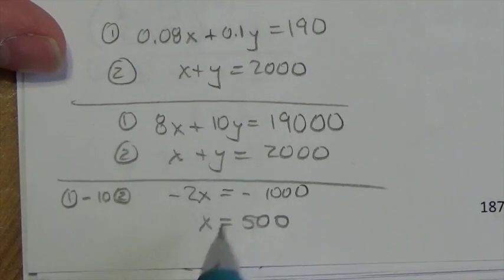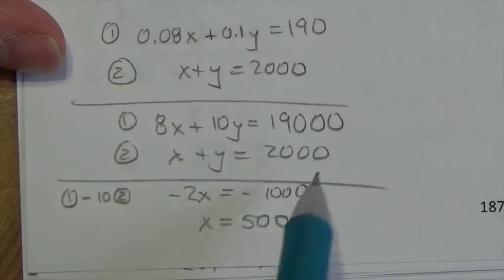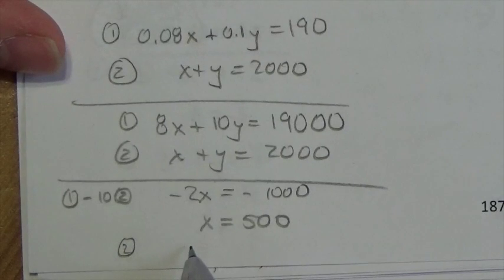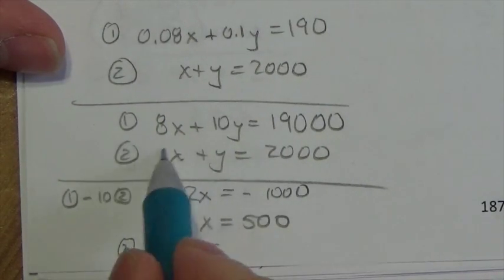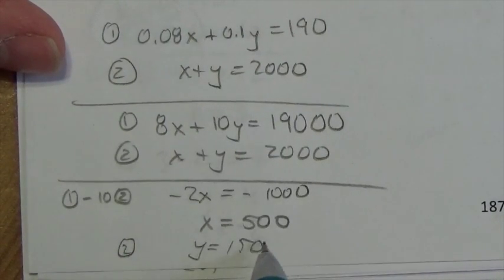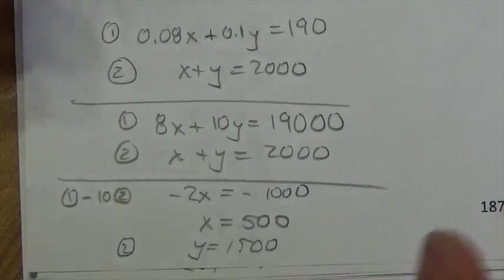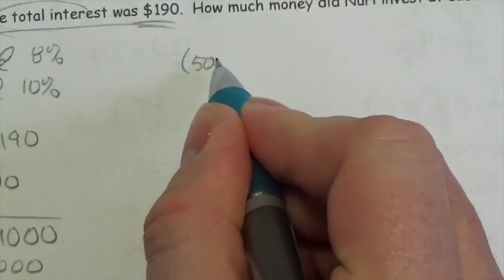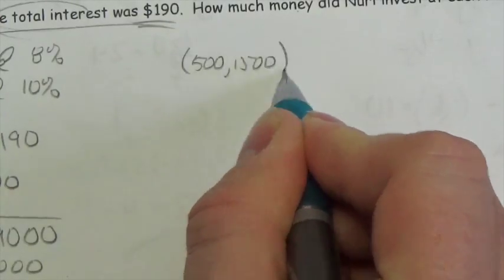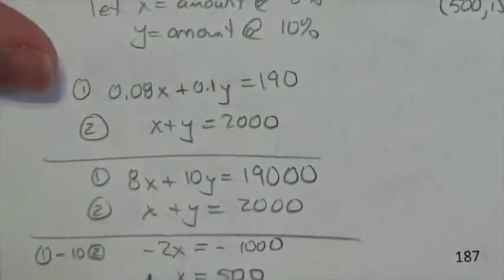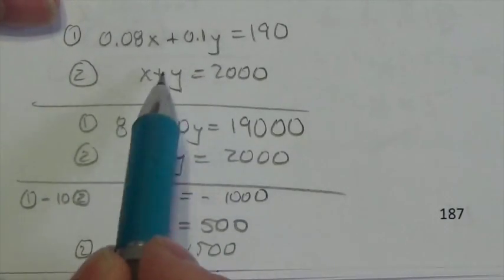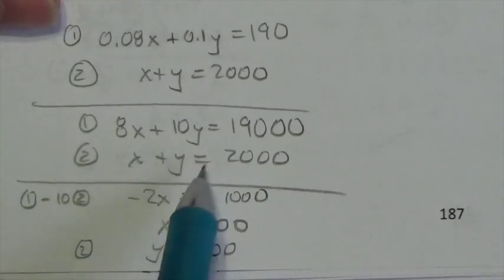Okay, well that worked out really well. And actually, this is a fairly easy number for me to work with. I'm going to just jump back into equation 2. And equation 2 is going to get me that y is going to equal, if x is 500, y has to be equal to 1,500. So there's my point, 500, comma 1,500. Now I got that 1,500 from using equation 2.